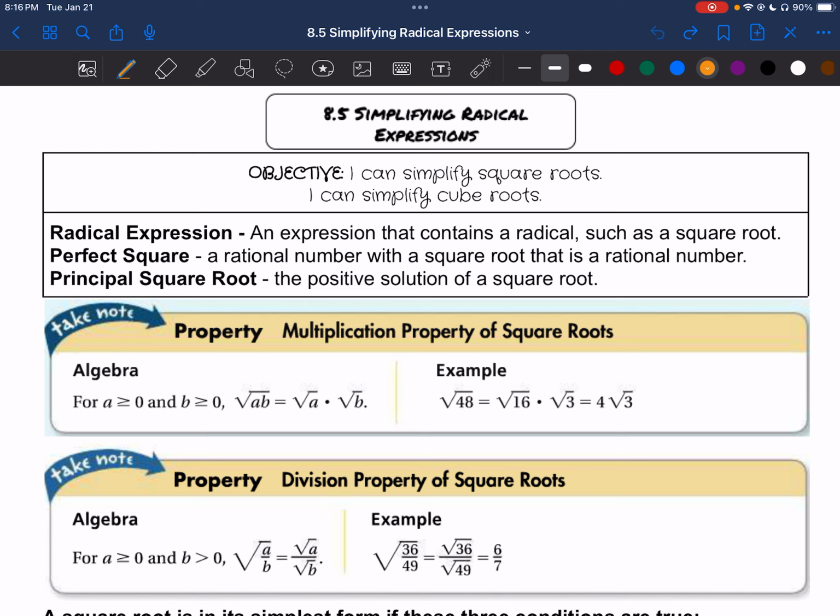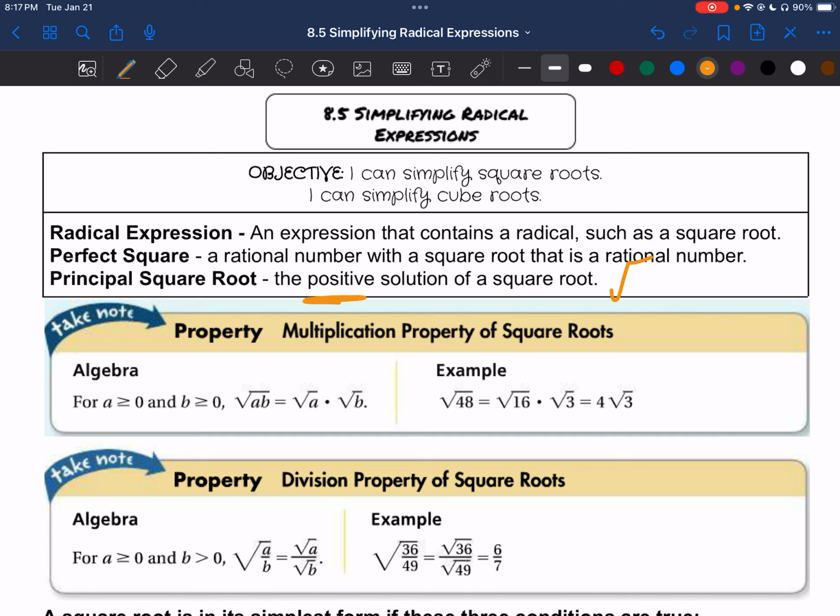A radical expression is an expression that contains a radical, such as a square root. Could be a cube root, could be a fourth root, whatever it may be. A perfect square is a rational number with a square root that is a rational number. And the principal square root is the positive solution of a square root. Because if we remember, the square root of 4 gives us plus or minus 2 as our answer. So the principal one is the positive one. That would be a positive 2, the principal root.